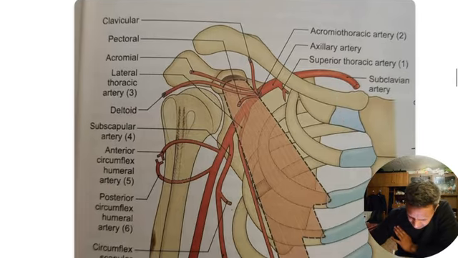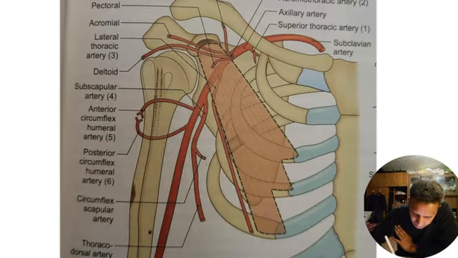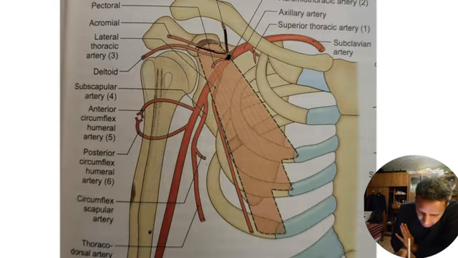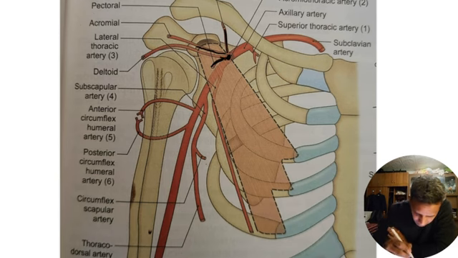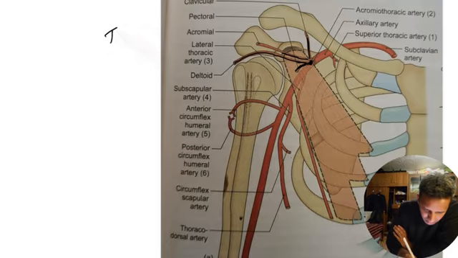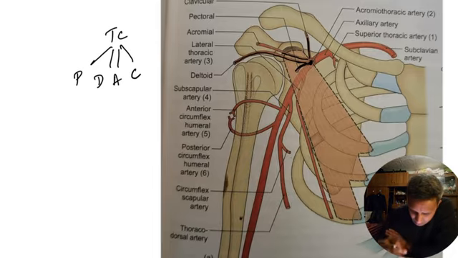So let's just see the branches. Now this is your thyrocervical trunk. Your thyrocervical trunk gives off four branches. Your first one is the clavicular branch, the second one is the acromial branch, the third is the pectoral branch, and the deltoid branch, which is coming from here. So your thyrocervical trunk gives four branches: pectoral, deltoid, acromial, and clavicular.